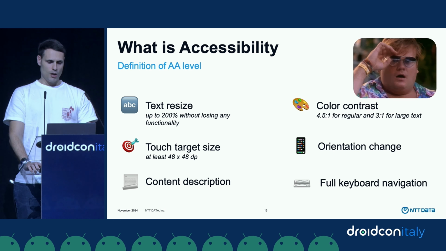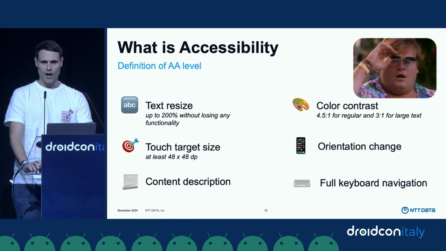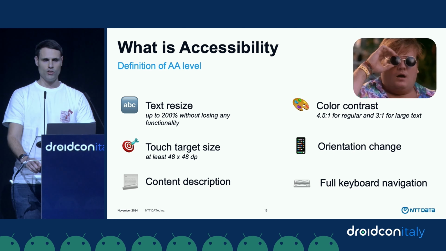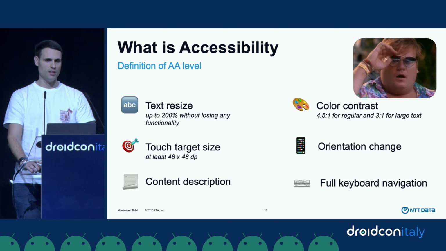Then we must provide content descriptions to all the images that have a semantic meaning to the user. And we must guarantee a good color contrast between the text and the background. Also, our app must be usable and adapt to orientation changes, so you can use it in portrait, landscape, tablet, or foldable devices. And then we must guarantee full keyboard navigation, so the user can use the keyboard to navigate our app.